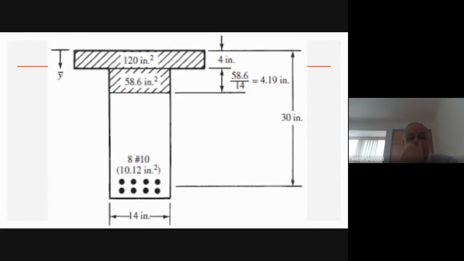You know that in this figure, we have the shaded area showing the Ac, the total of 120 square inches and 58.6 square inches. This is Ac. And the center of gravity of this one has a location, for example, here. This is the center of gravity of the shaded area. And it is shown by y bar from here up to the top of the section. This is y bar for us. You should calculate that. Calculating it is easy.